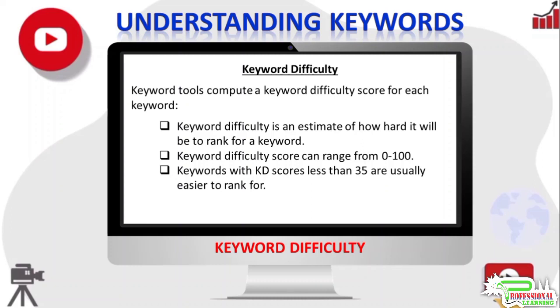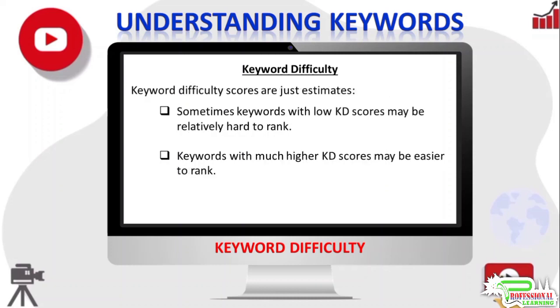Now you would want to remember that keyword difficulty scores are just estimates, and estimates may not always match reality. It's possible that keywords with relatively low keyword difficulty scores may actually be hard to rank, and keywords with much higher keyword difficulty scores may be relatively easy to rank.